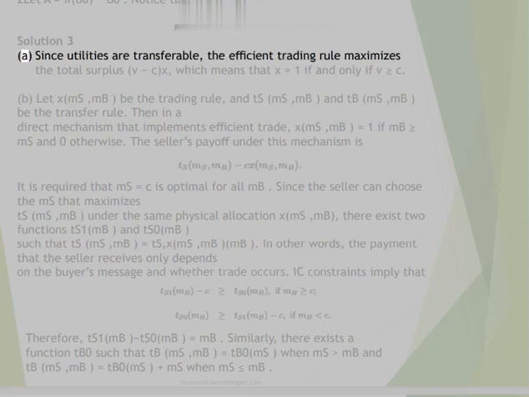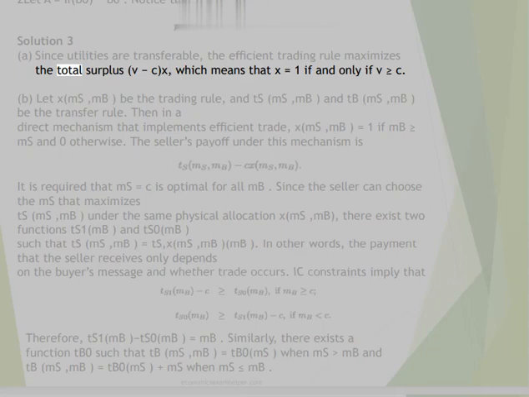Solution 3a. Since utilities are transferable, the efficient trading rule maximizes the total surplus, (V minus C)X, which means that X equals 1 if and only if V greater than or equal to C.